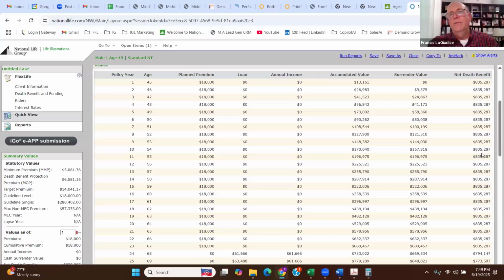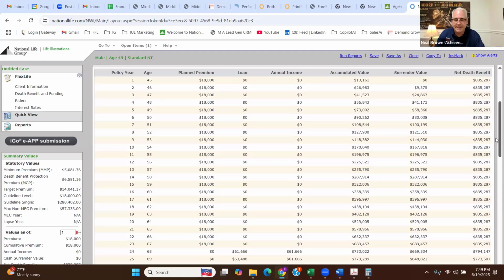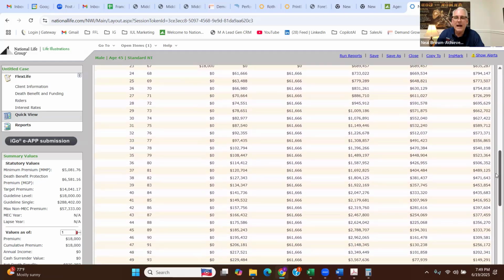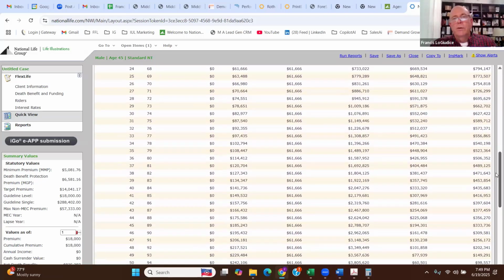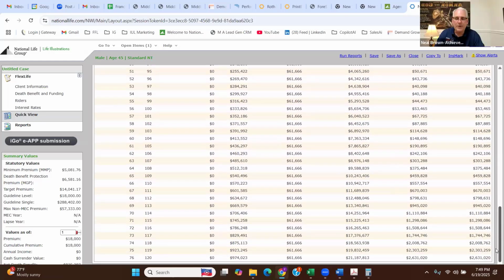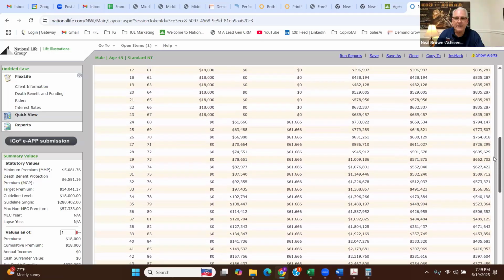It's going to reduce that death benefit. So your surrender value is... Oh, sorry. No, go ahead. How many years do you have the $61,666 paying out? From age 68 to 120. Okay, well, let's say they live 20 years.